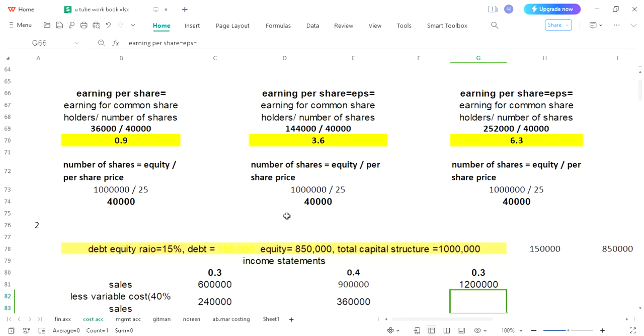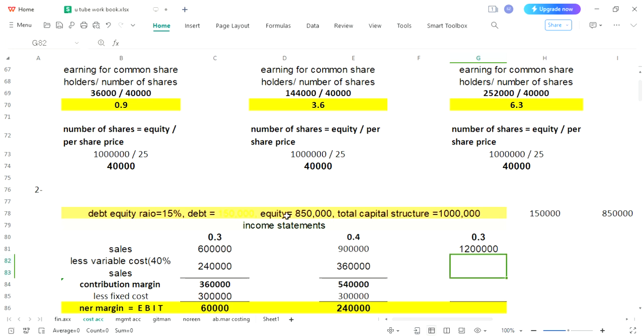Sale has been mentioned over here. Variable cost is actually 40% of sales. Amount of sales 12 lakh, and you will put 40% to calculate our amount of variable cost. Let's see. Okay, there is a mistake and we are going to remove the extra equals sign. 4,80,000 is your amount of variable cost.